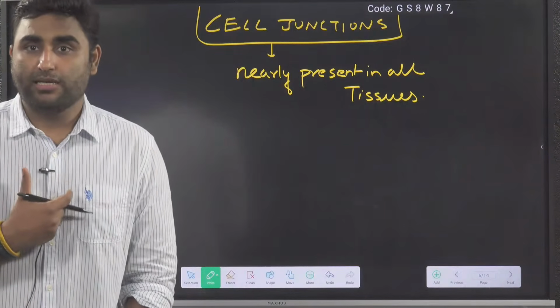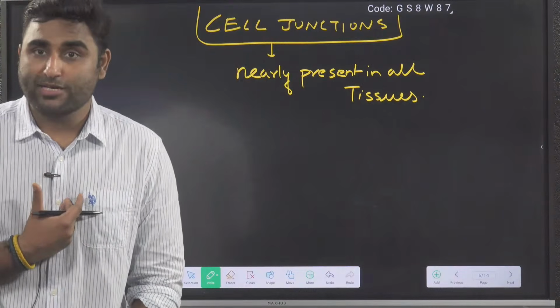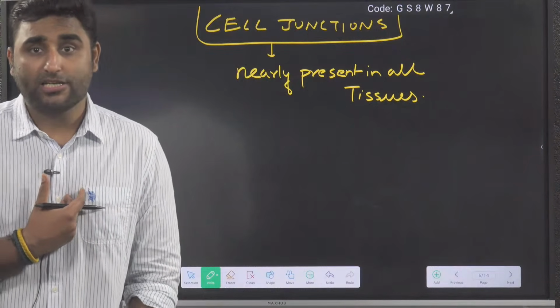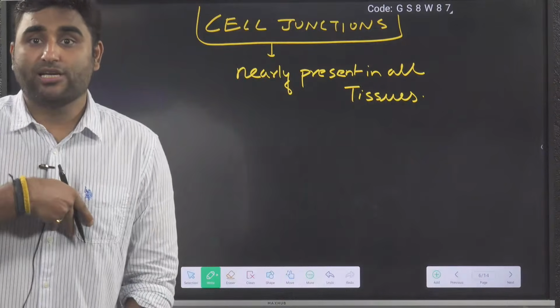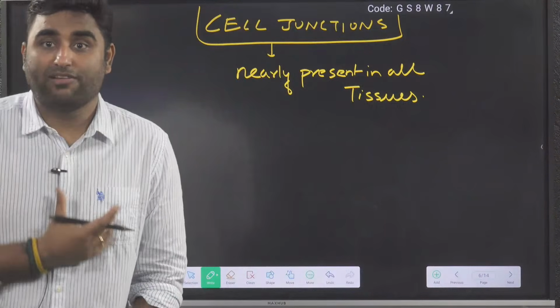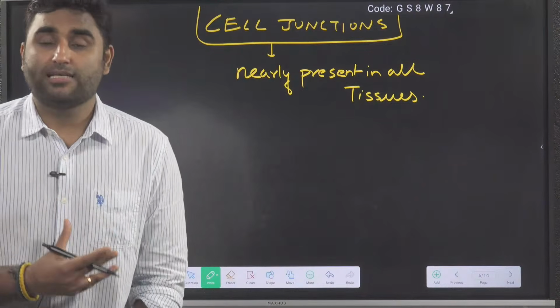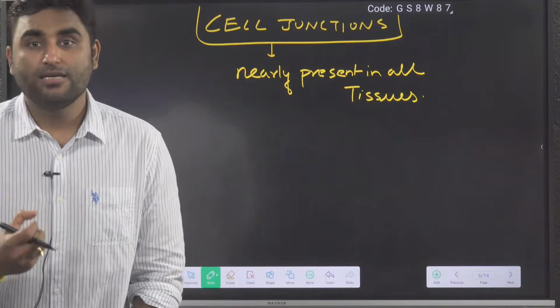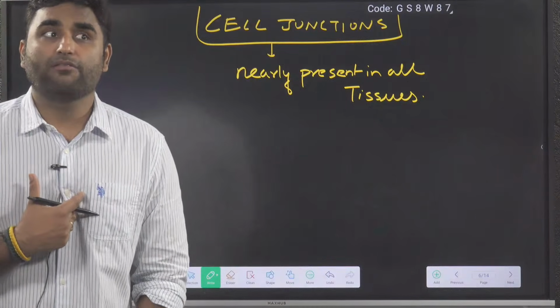Like in cardiac muscle, the intercalated disc, where the plasma membranes of the cardiac muscle cells are fused, makes the tight junction. Then in between there is a gap junction, so that the action potential can travel from one muscle cell to another very rapidly. The conducting tissue is there. Smooth muscle cells are also held by cell junctions. In epithelial cells, definitely there are junctions. Are we clear with this?